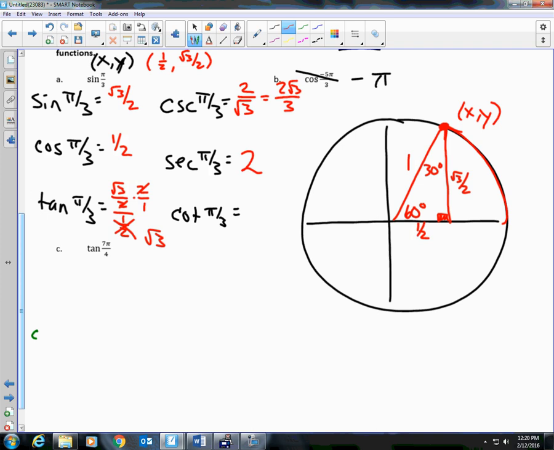The cotangent of pi over 3, I have 1 over the square root of 3, which is the root of 3 over 3. And those are my 6 trigonometric values. And they are exact.